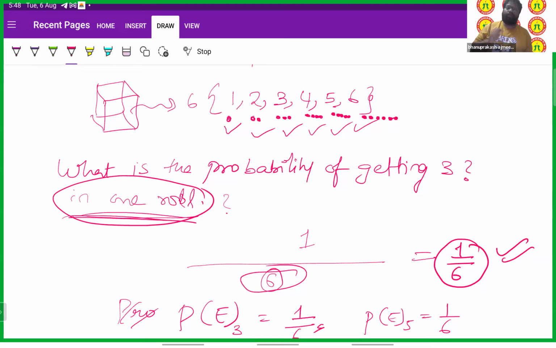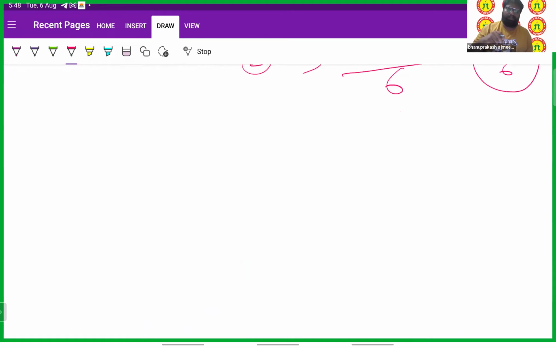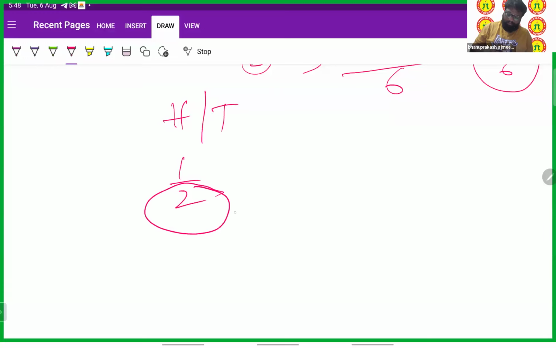I am throwing a coin in the air. What is the probability of getting head or tail? Sir, 1 by 2. Why? Because the number of outcomes is 2, that is head and tail. But if I want only head, the probability is 1 by 2. Or if I want tail, the probability is 1 by 2.